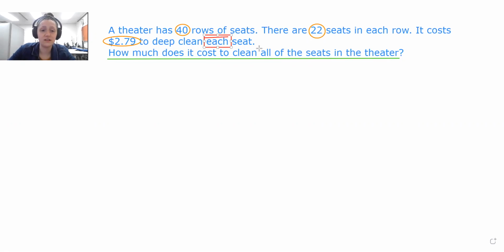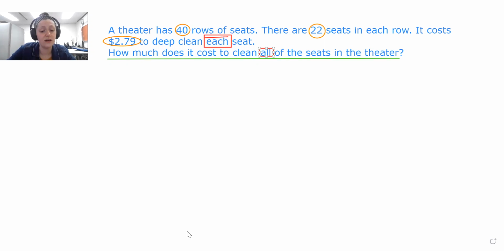If I read my question, it says, how much does it cost to clean all of the seats in the theater? That all right there kind of confirms for me that this is going to be multiplication because I first have to figure out the total number of seats and then how much it costs for each and every single seat. Right? So there's no extra information to eliminate here. All of these sentences, all these numbers are helpful for me to solve this problem. So let's get to solving it.